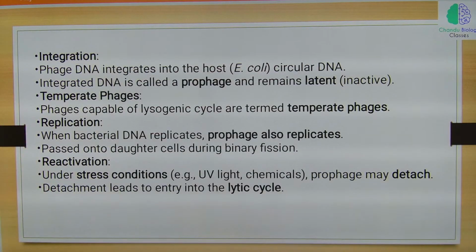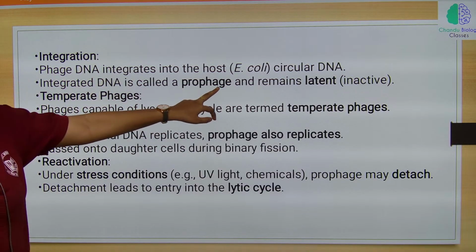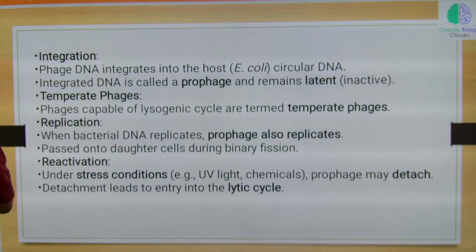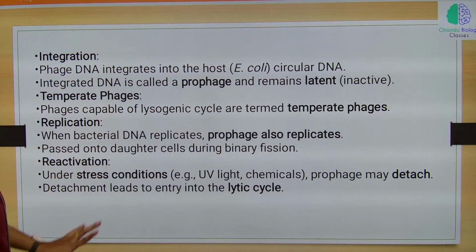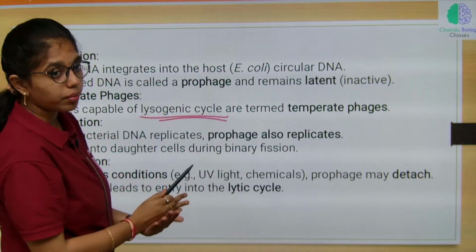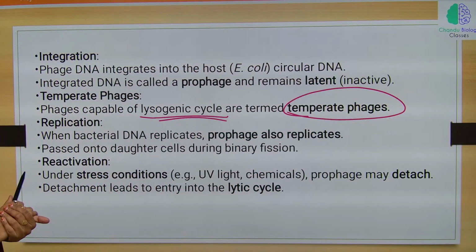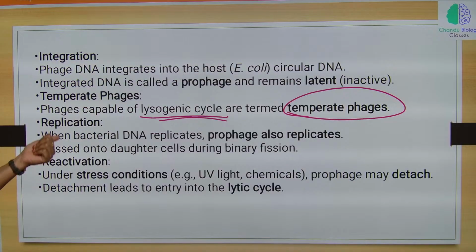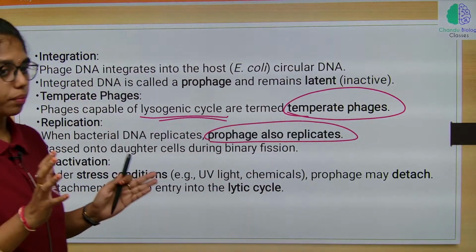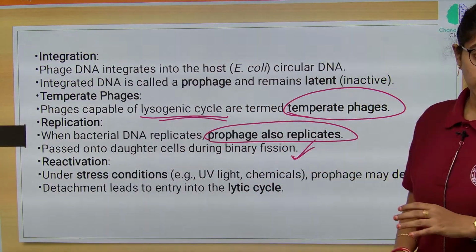So, here again the same thing, integration: phage DNA is integrated into the host. This is called what? Prophage, and in the prophage this remains latent or inactive. And phages capable of the lysogenic cycle are termed what? Temperate phages. Those bacteriophages which enter the lysogenic cycle are temperate phages. And replication: when bacterial DNA replicates, the prophage also replicates. This is passed into the daughter cells during binary fission.